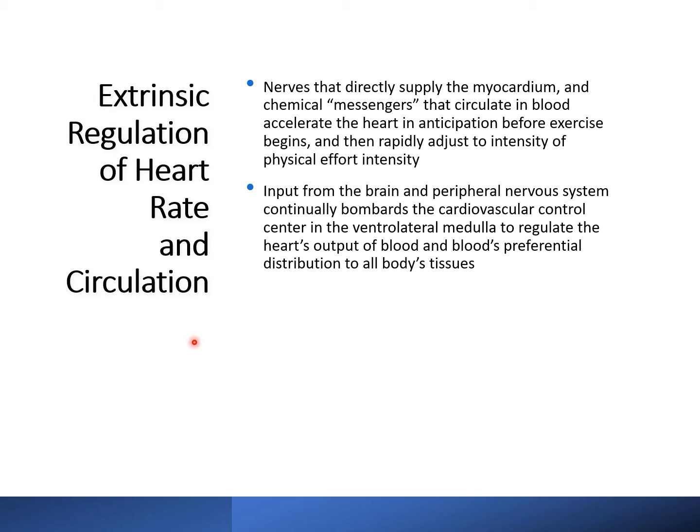So we just talked about intrinsic regulation of heart rate and circulation. Those are all things within the heart that influence heart rate and circulation. Now we're going to talk about extrinsic regulators of the heart rate and circulation. So these are things from outside of the actual heart itself that are influencing our heart rate and circulation. The first one is from nerves that supply the myocardium. They will send chemical messengers that accelerate the heart rate in anticipation of exercise.